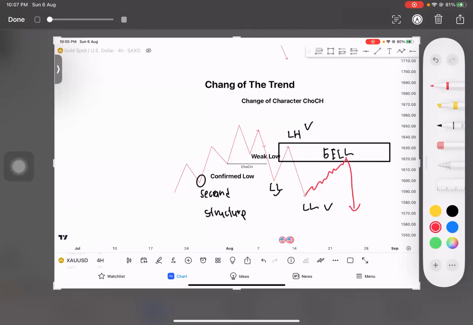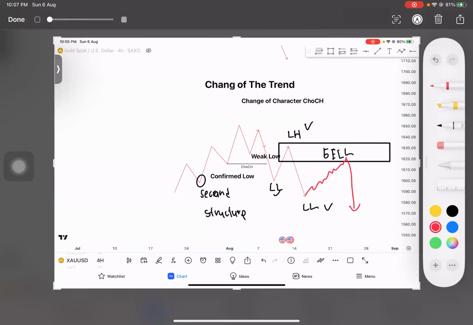What's the difference between CHoCH and MSS? MSS stands for what? What if the next candle breaks out the weak low and confirms the low upwards? Do you still consider it a swing trend? No. As long as the confirm low didn't get broken out, the trend is still on the uptrend. It didn't change to downtrend. Market structure shift, yeah, it's the same thing.